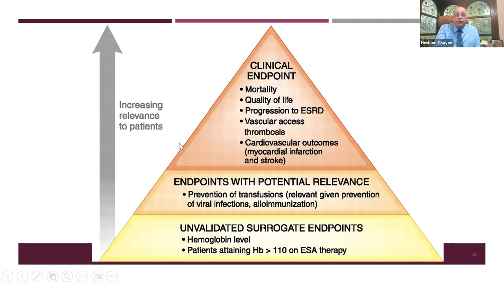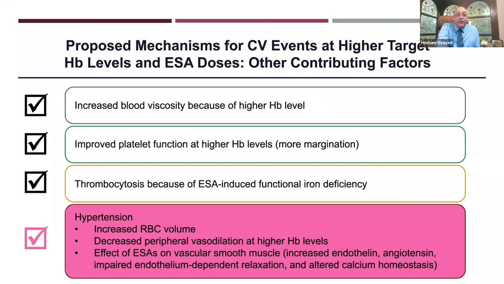The endpoint for treatment is the risk of mortality and quality of life with progression of end-stage kidney disease. Patients on dialysis may suffer from vascular access thrombosis. So it is wise to give erythropoiesis-stimulating agents and hypoxia-inducible factors within a very narrow range of safety and efficacy. The proposed mechanisms for cardiovascular events at higher target hemoglobin are increased blood viscosity, improved platelet function and more margination, thrombocytosis, as well as hypertension with increased red blood cell volume.